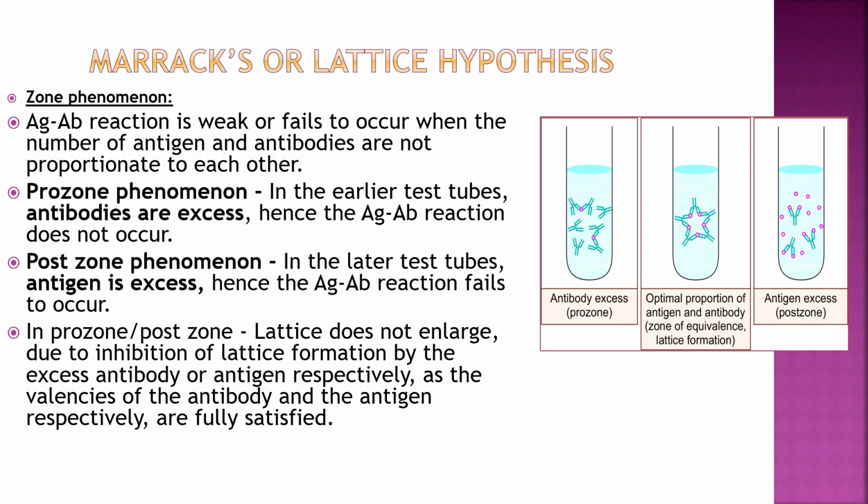Post-zone phenomenon: in the later test tubes, antigen is in excess, hence the antigen-antibody reaction fails to occur. So post-zone is antigen excess. In prozone or post-zone, the lattice does not enlarge due to inhibition of lattice formation by excess antibody or antigen respectively, as the valencies of the antigen and antibody are fully satisfied. In the zone of equivalence, there is the optimal proportion of antigen and antibody, so there is lattice formation.